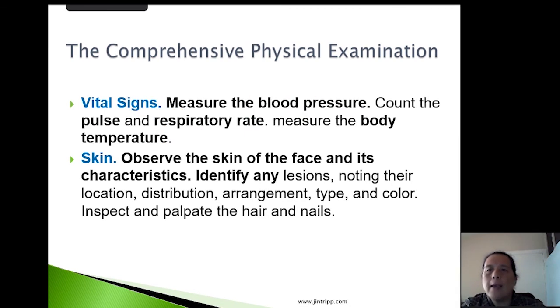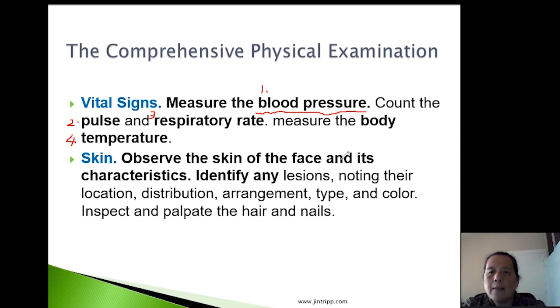But for vital signs, different books may include different parts. The main part, we do not necessarily include body pain. The main part we just remember is four: blood pressure, pulse, respiration rate, and body temperature. We'll talk about the detail later. Just try to remember these four parts.